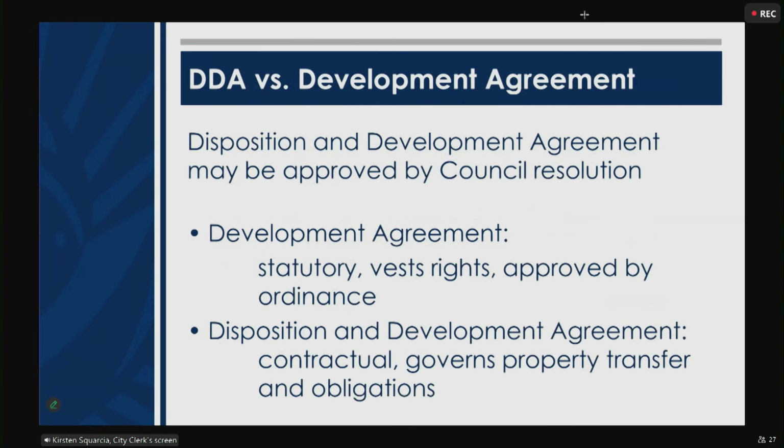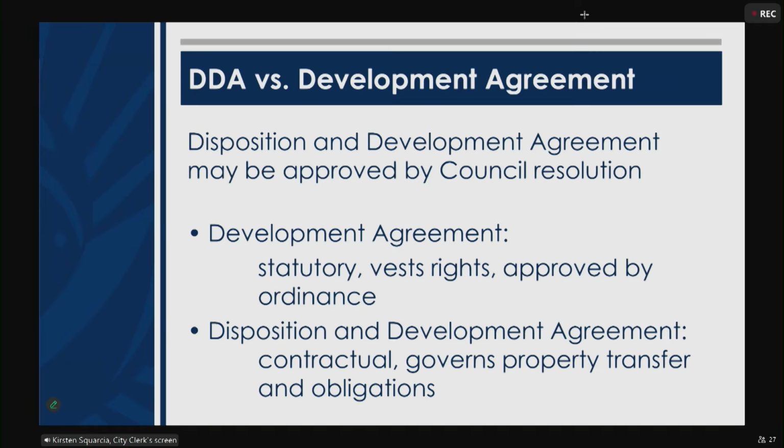A couple questions have also arisen regarding the type of agreement that we are considering for this project. There are two types of agreements that have similar names: the Disposition and Development Agreement, which is colloquially referred to as the DDA, and the development agreement, which is normally referred to as a DA. A DA is authorized by statute and allows a city and developer to agree to freeze land use regulations in exchange for community benefits.